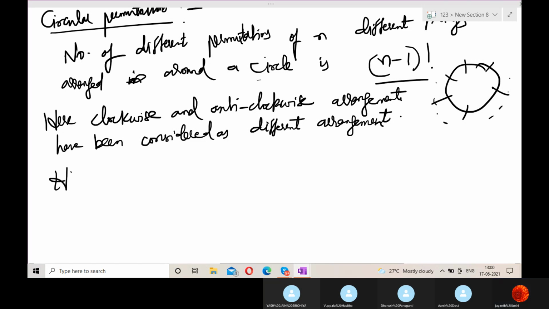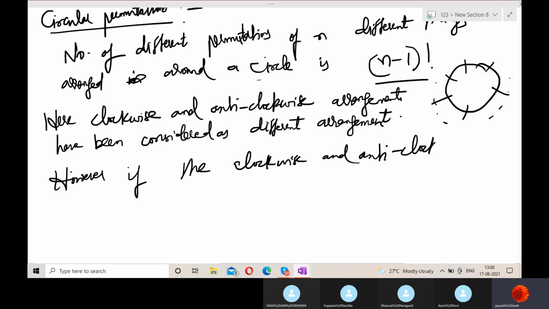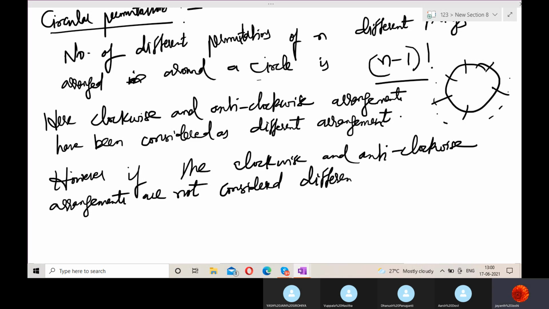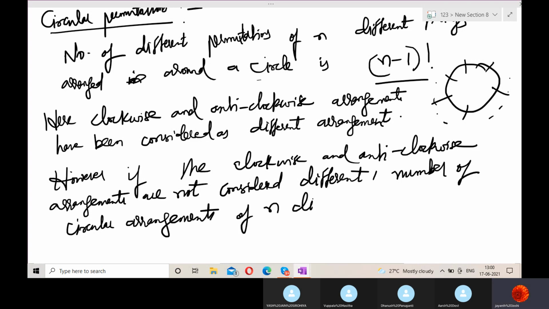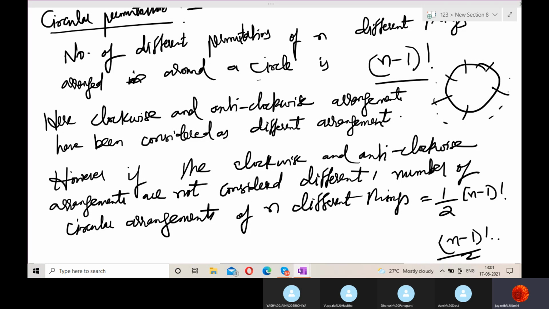However, if the clockwise and anti-clockwise arrangements are not considered different, the number of circular arrangements of n different things is equal to 1 by 2 into n minus 1 factorial, or n minus 1 factorial by 2. All of you make a note of this.